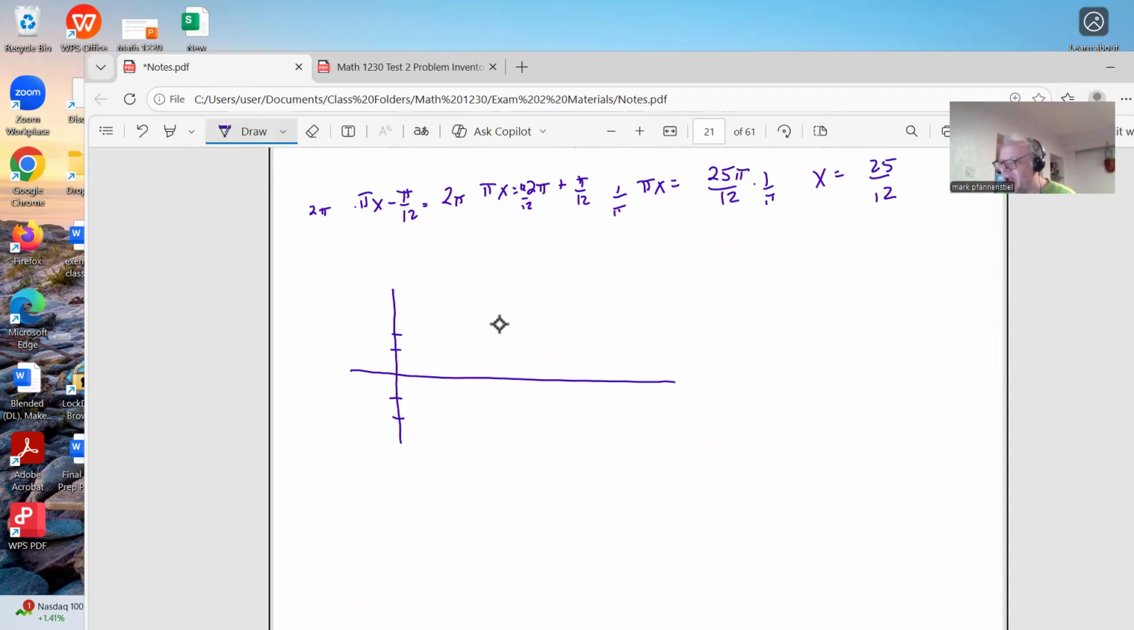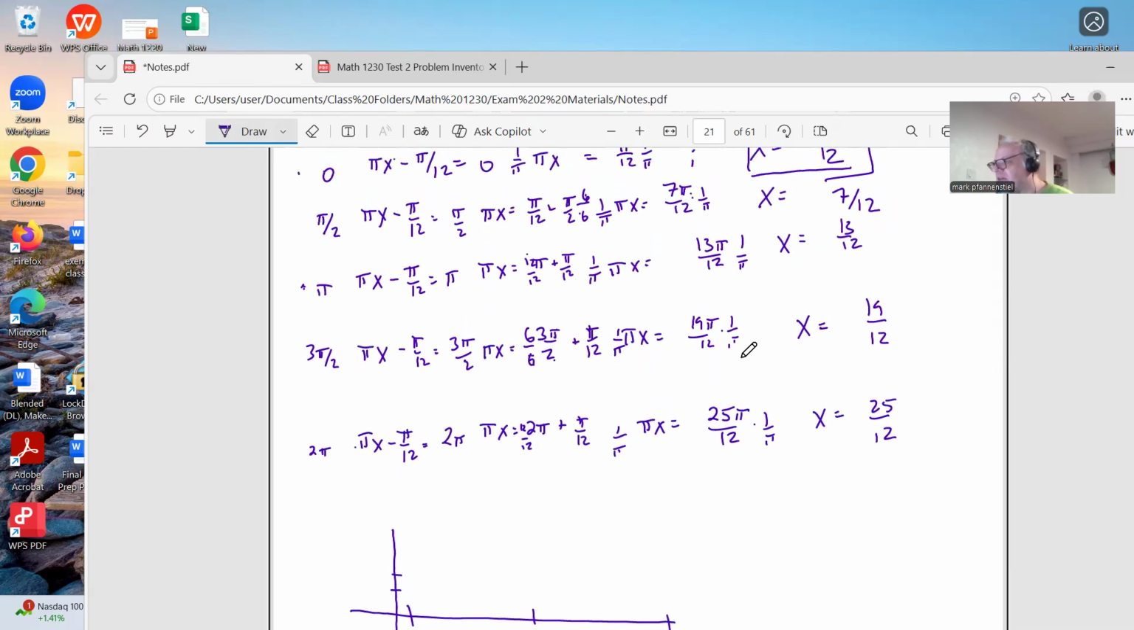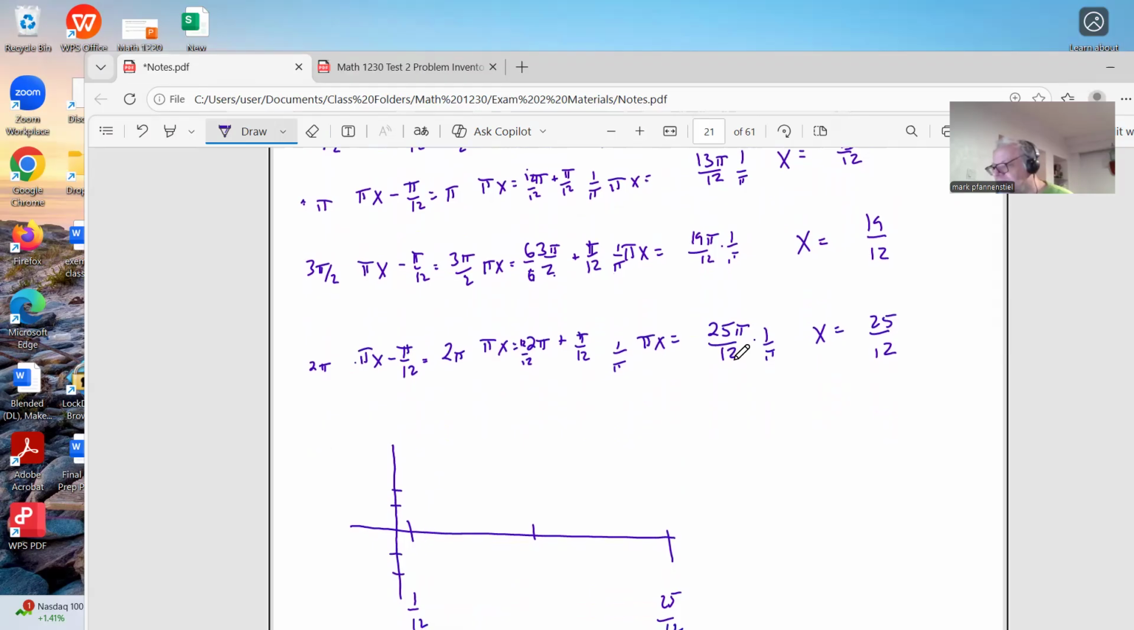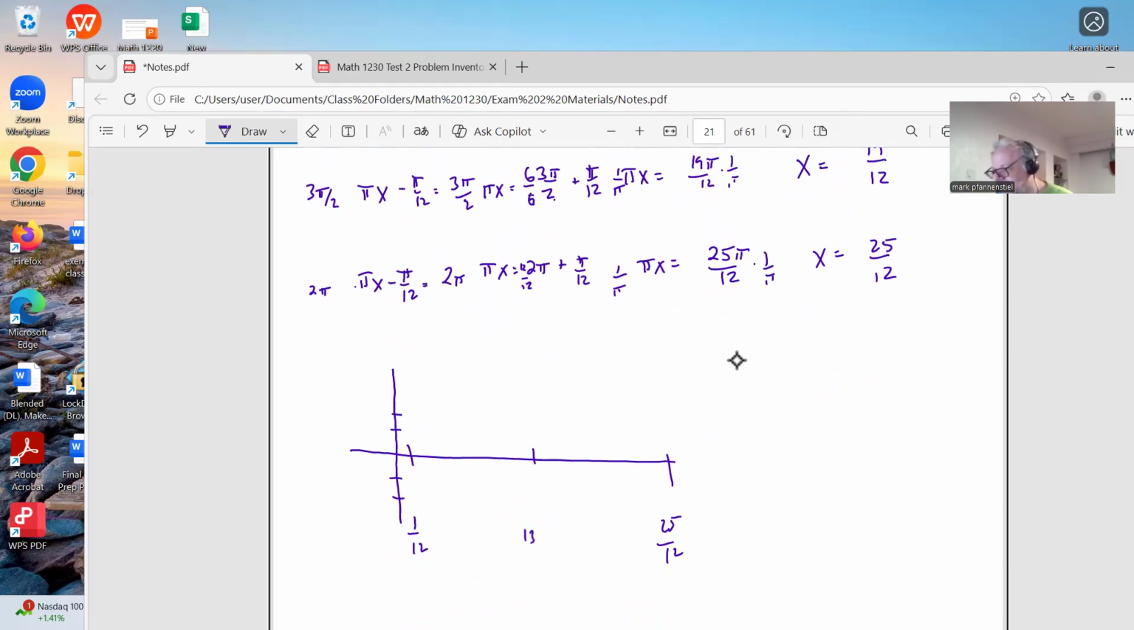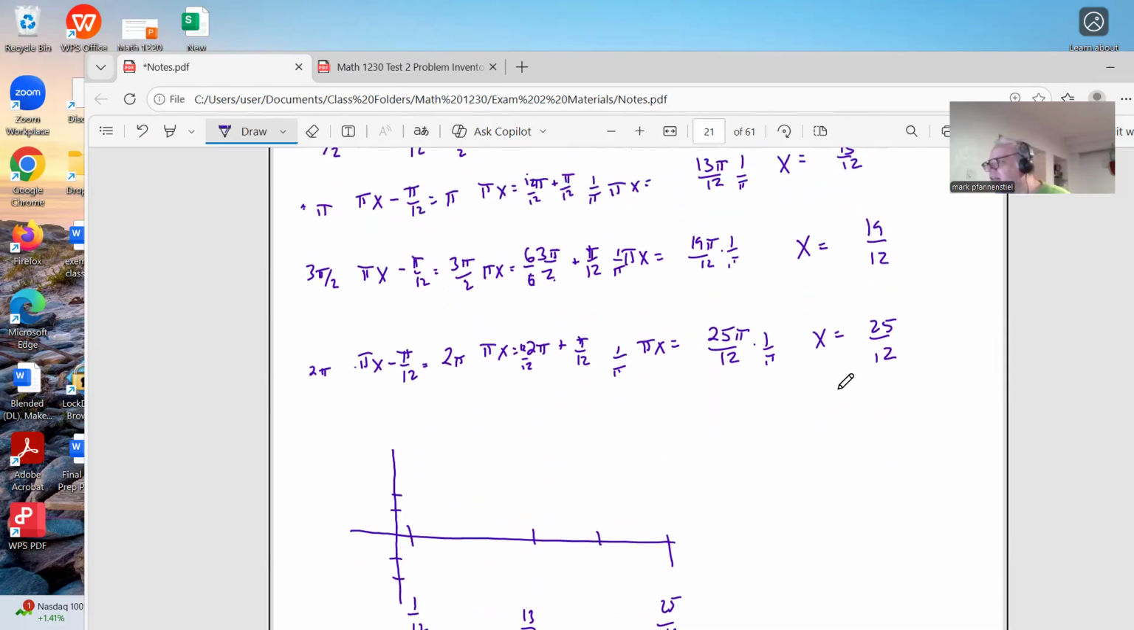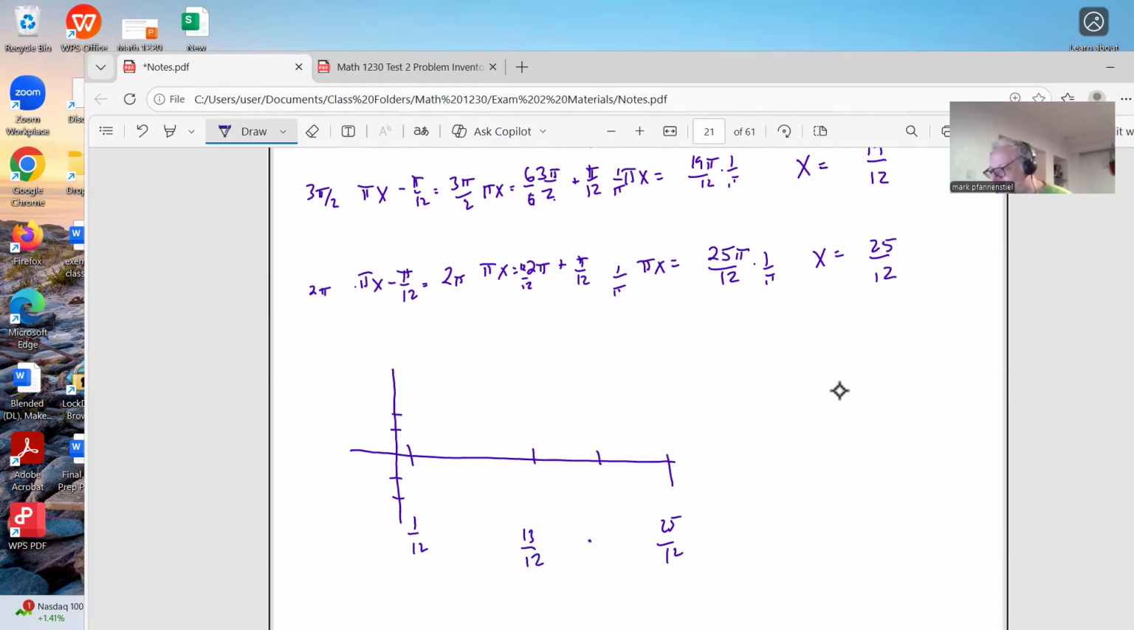So we're going to say, okay, normally I would start my sine this way, but actually it's going to be reflected. So we're going to go, here is my 1 over 12. Here is my 25 over 12. And my middle here, we're going to say this is 13 over 12. And then what's over here is a 19 over 12. And I believe here we're going to have a 7 over 12.